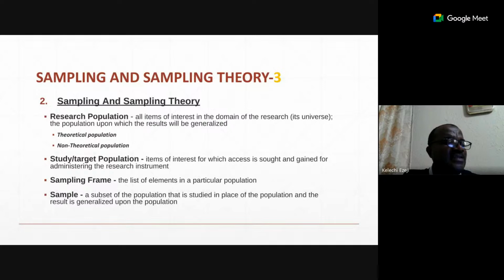Some of our colleagues who have done this and are experts in this will confirm that houses are the items of interest. It could also be cars on the road. It could be schools of architecture in Nigeria. It could be library buildings in a zone, like somebody studying libraries in Southeast Nigeria. So it's a population upon which the results will be generalized, not necessarily the human beings in that area. So all items of interest in the domain of the research are the population upon which the results will be generalized. That is the research population of interest.